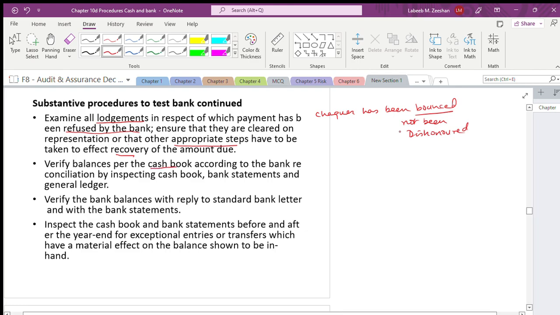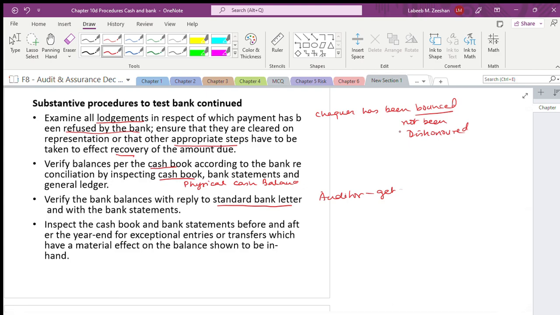Verify balances of the cash book according to the bank reconciliation, and inspecting what? The cash book. You have to inspect the physical cash balance. Verify the bank balance with the reply to the standard bank letter. The auditor will get a confirmation letter from the bank, and we have to reply to it. Yesterday we discussed positive response and negative response. A positive response is given whether it is agreed or disagreed. A negative response is when we disagree, only then we reply.